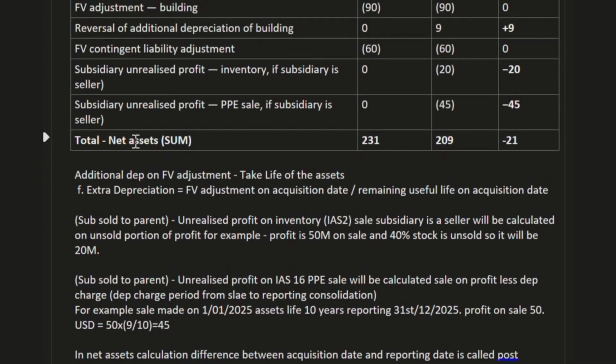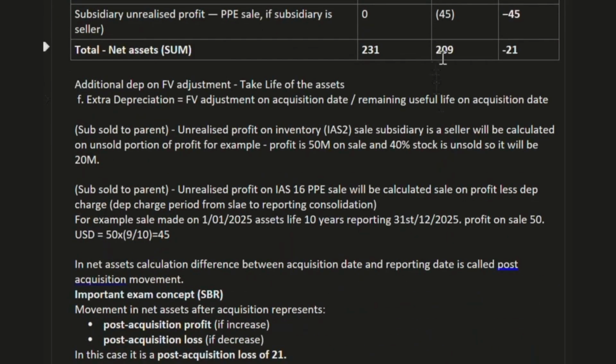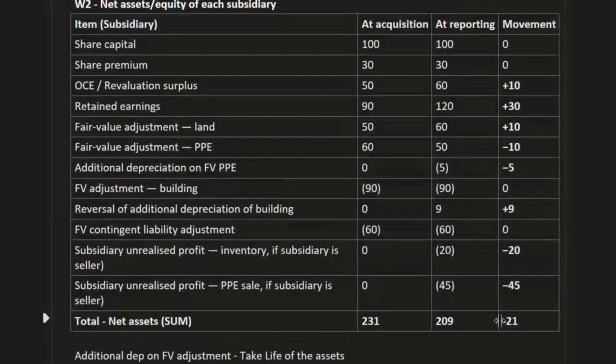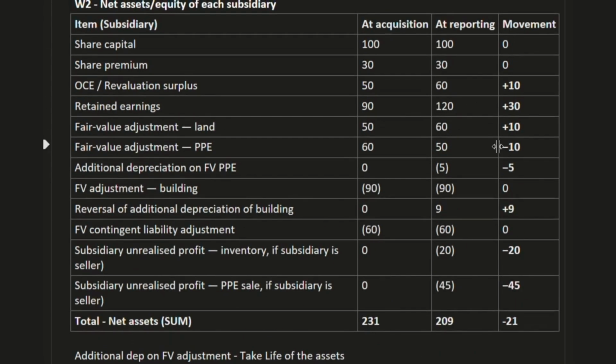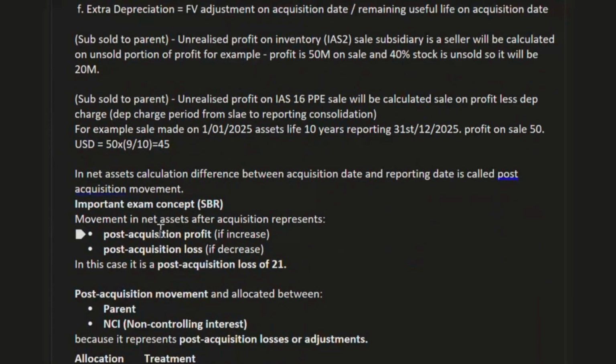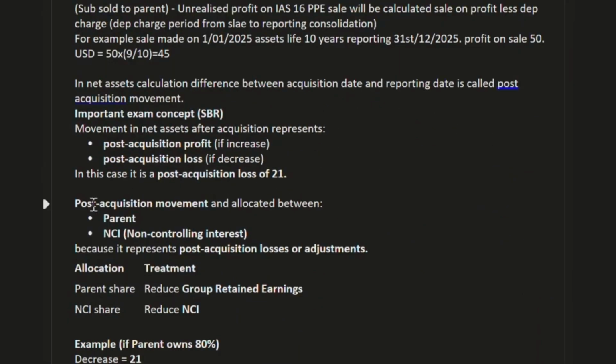Now total net assets at acquisition we have 231 and at reporting date we have 209. Movement will be negative 21. In net asset calculation, the difference between acquisition date and reporting date is also called post-acquisition movement. Same, post-acquisition movement we have is 21, a negative figure.